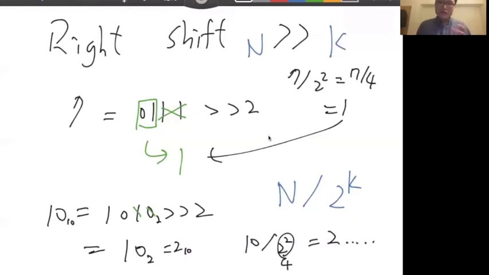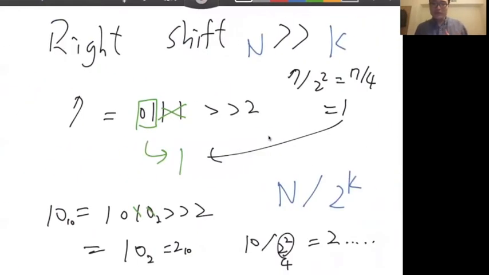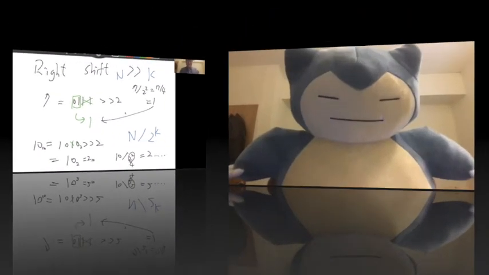Okay, so if you got this idea, you know the difference between left shift and right shift. Actually, these are bitwise operators. They work really perfectly in this binary world. This is why we cover this stuff here.